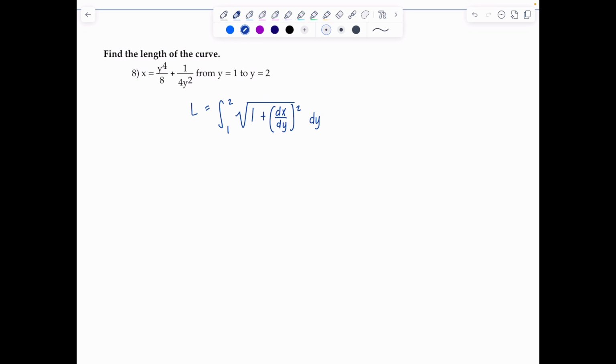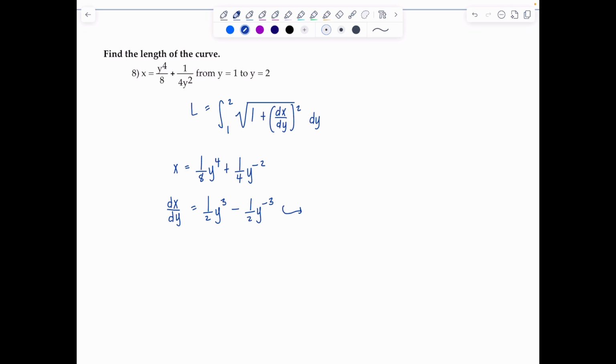Okay, so again, like with that surface area problem, let's find the derivative, square it, add 1, clean up, and then I'll put everything together in the integral. So let me rewrite my function. x is 1/8 y to the 4th plus 1/4 y to the negative 2nd. So dx/dy is going to be 4 times 1/8, so 1/2 y cubed, minus 2 times 1/4, yeah, that's 1/2 y to the negative 3rd.